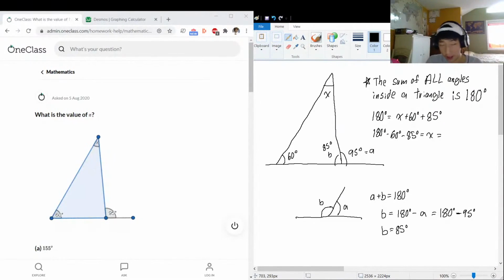So 180 minus 60 minus 85, what would that be? 35 degrees. Does that make sense? Seems about right. 35 plus 85 plus 60, is that 180? Yes, it is. So it keeps the rule that all angles inside a triangle add up to 180.